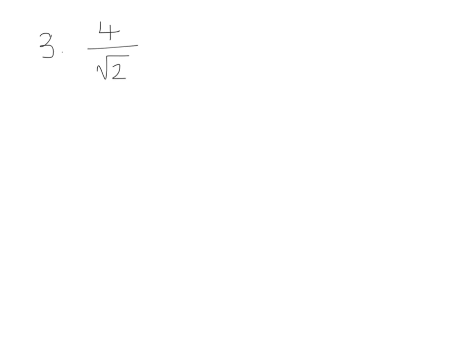Question 3 asks you to rationalise the denominator. Now that means getting rid of the surd on the bottom of the fraction. In order to do that, you need to multiply the top and the bottom both by root 2. That is your first step. You can then simplify it to get your final answer.